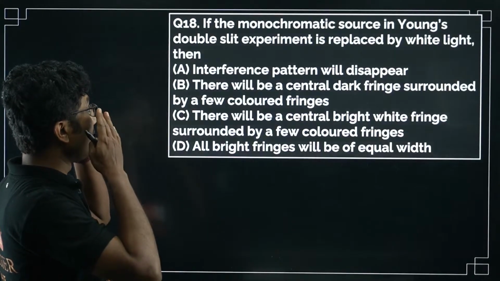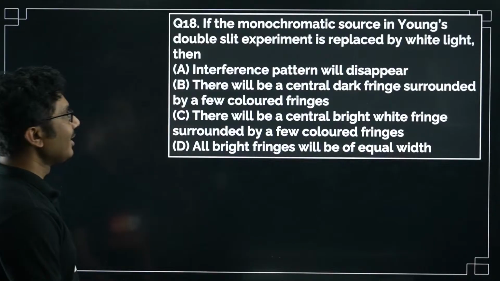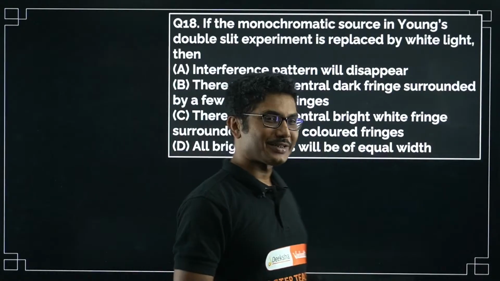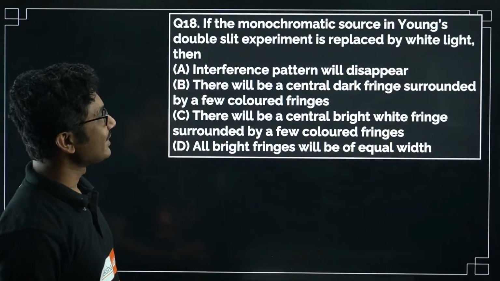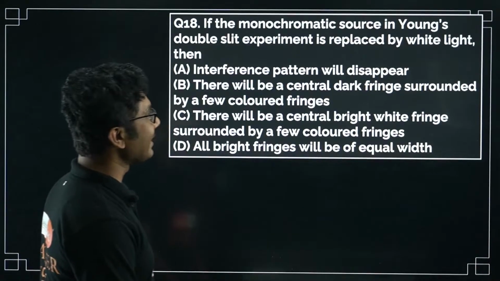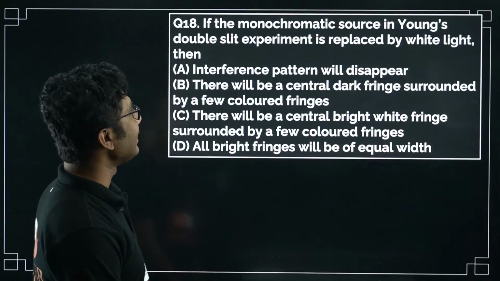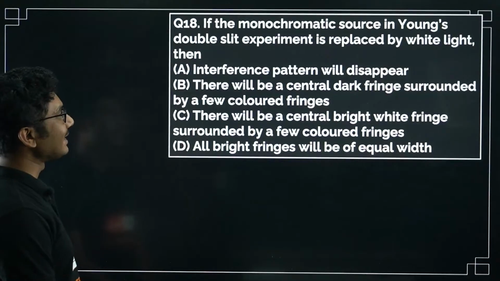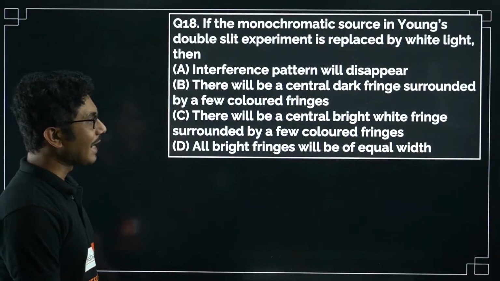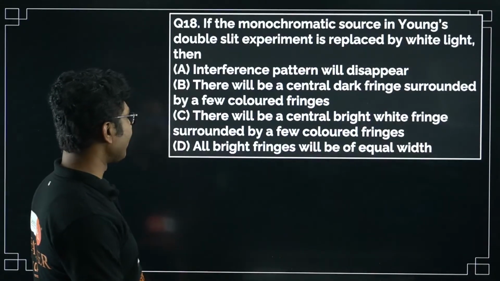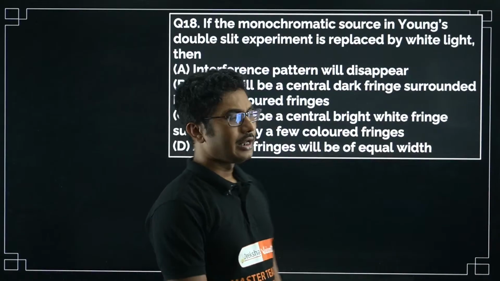Next question. If the monochromatic source in Young's double slit experiment, so this is also an experiment question, but you don't perform this experiment, is replaced by white light, then the interference pattern will disappear; there will be a central dark fringe surrounded by a few colored fringes; there will be a central bright white fringe surrounded by a few colored fringes; all bright fringes will be equal in width.